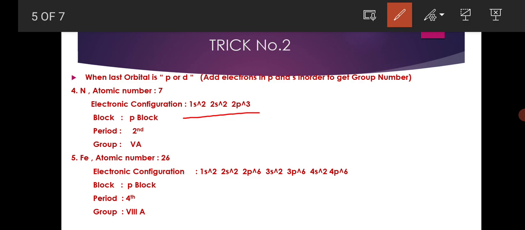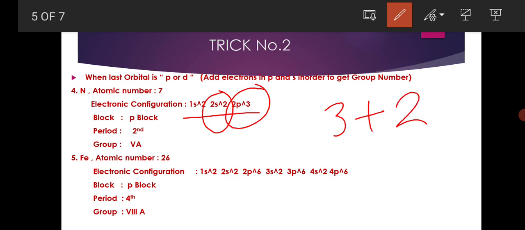Okay. Now listen carefully. When the last orbital is p or d, always add the electrons of p and s orbital to get the group number. For example, in the p orbital there are 3 electrons and in s there are 2 electrons. Then we can add these 3 and these 2 electrons together, and we get 5 electrons. So nitrogen is in the fifth group.